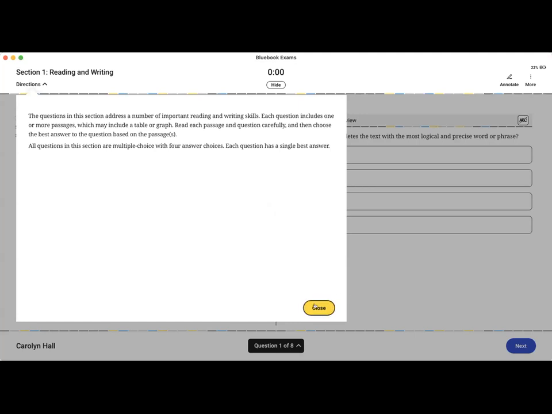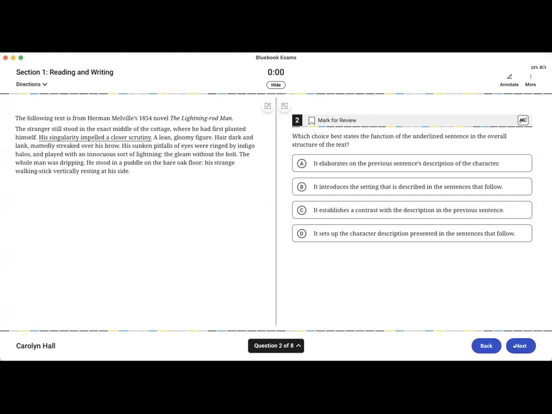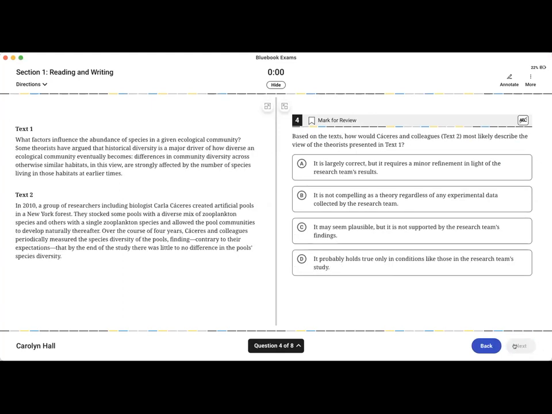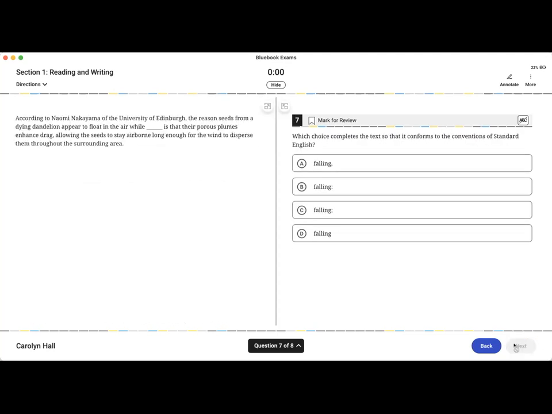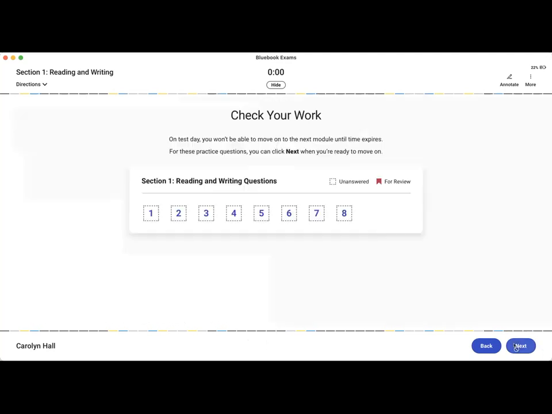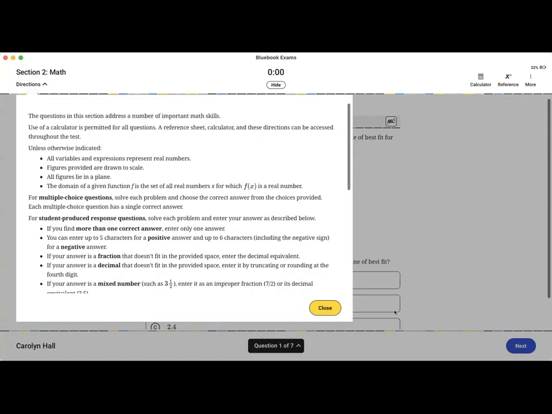All right, here we go. I am actually going to skip through. The first part is all of the reading and writing, and that is not what I'm here to talk about. I am a math teacher, not an English teacher. So I'm going to click ahead to get to the math section. Here we go. And next, and that module is over. Yay. All right, here we go.